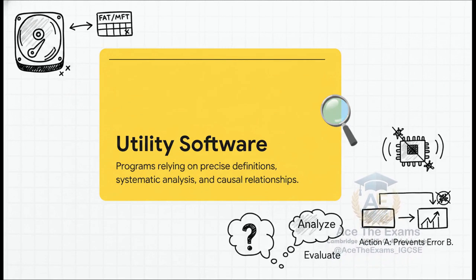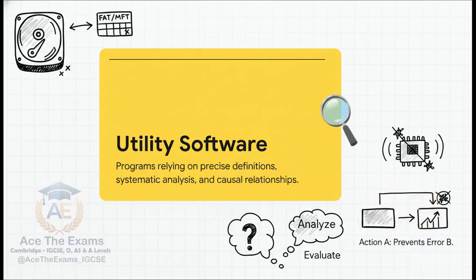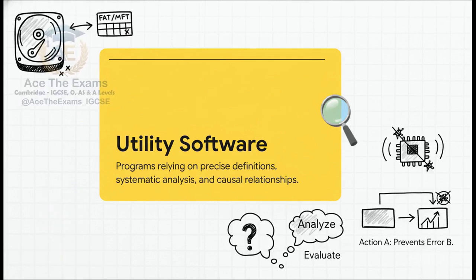Let's really break down a disk formatter. It absolutely does not just erase data. If you write that, you lose the mark. It strategically configures the disk into tracks and sectors, it meticulously sets up a file allocation table or a master file table, and it actively identifies bad sectors to prevent catastrophic future data corruption. Do you see what that is? That is a causal relationship. Action A directly prevents error B.